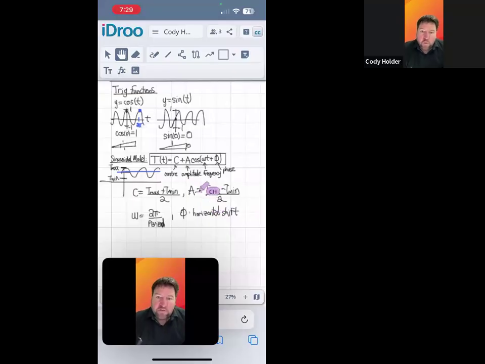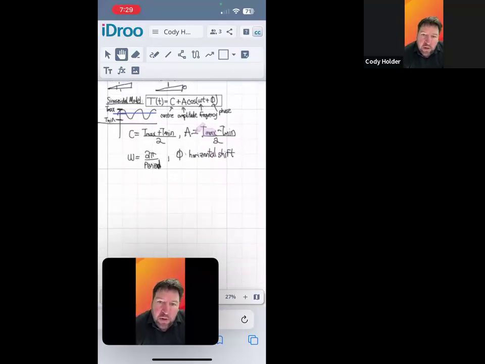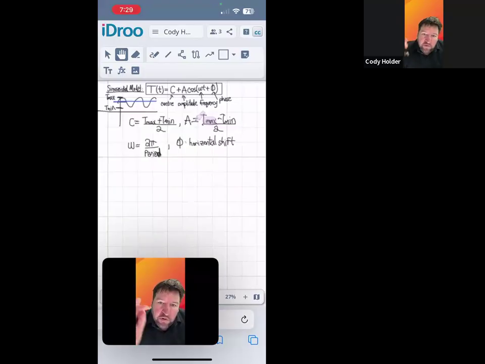Okay, let's see how this all works. Let's do an example. So we've got our sinusoidal model. We've got some formulas. Any questions so far? If not, let's finish this. We've got about 6 minutes left with an example.